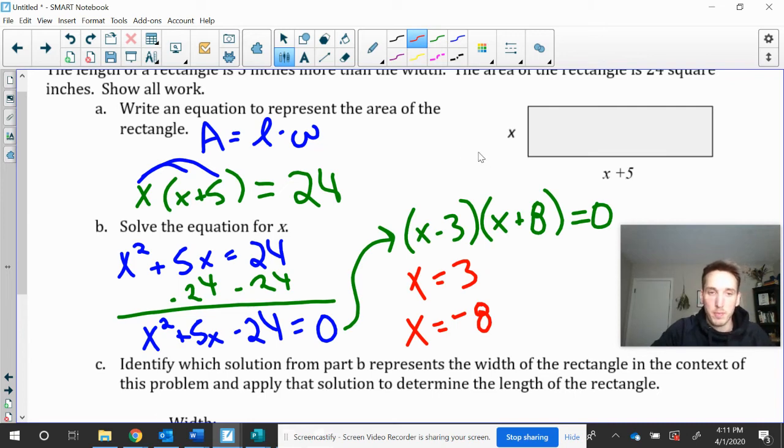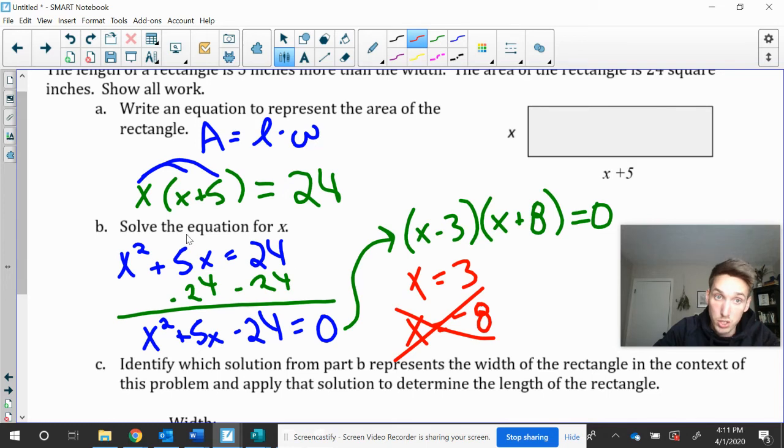I want you to think about something. If the width is x, can it make sense for x to be negative? Can you have a side length be a negative number? The answer to that is no, because you can't have a negative distance. So that means negative 8 cannot be one of our solutions. It is a solution to the quadratic that we had, but it's not a solution to our question in context. So x equals 3 is our answer.